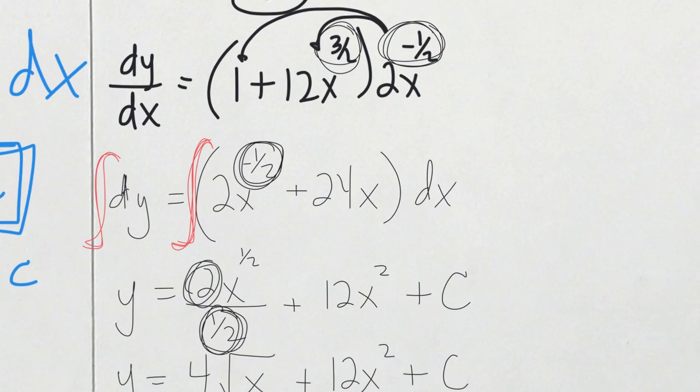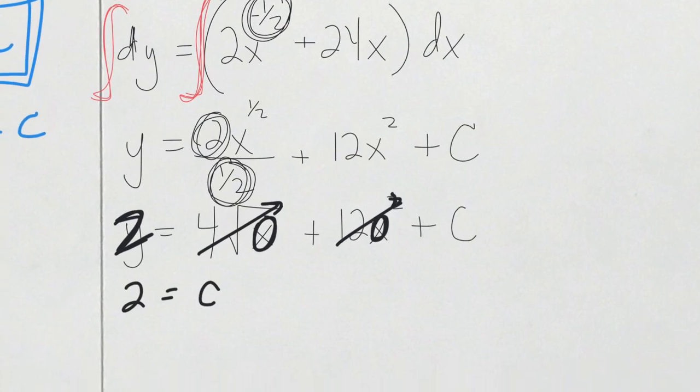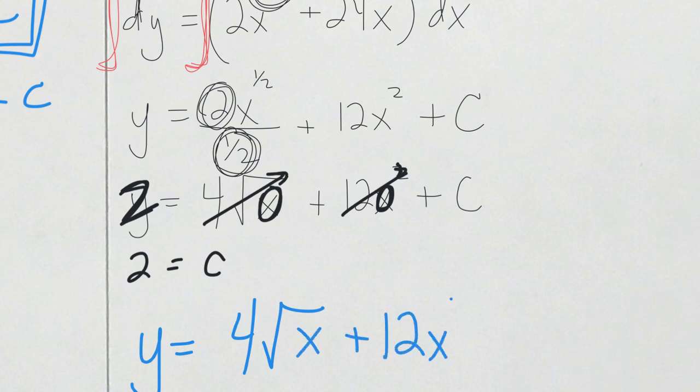And then plus c. So I have an initial condition of x equals 0. So I'm going to put 0 in for x. Well, that's pretty easy. And a y value of 2. So 4 times root 0 is 0. 12 times 0 squared is 0. So c equals 2. Well, that wasn't very exciting. But that's okay. Math doesn't always have to be exciting. So 4 root x plus 12x squared plus 2 becomes your final differential equation solution.